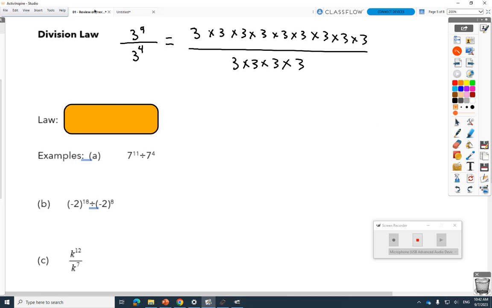Now, if your brain just hitched when I said that, you're like, what do you mean they're divided by 3's? They're multiplying. I'm like, no, they're all in the denominator. Everything down there is being divided. You can multiply them together if you want, but in the end, you're dividing by all those 3's.